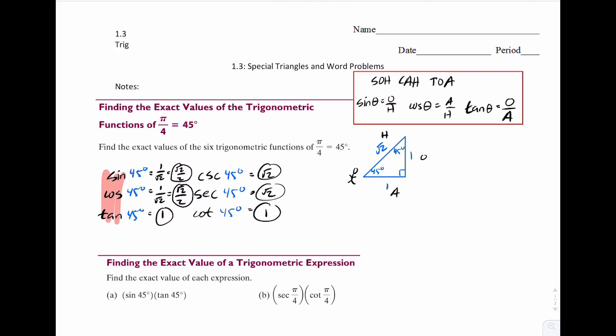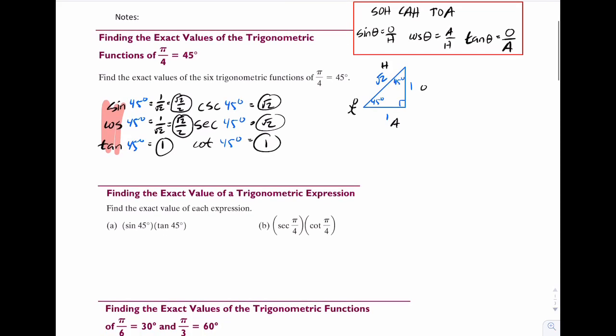Now let's move on to the example problems. You'll see this in the homework. All you do is look at the table we just made, refer to that, and plug them in. So sine 45 is root 2 over 2. Tan 45 is 1. The answer is root 2 over 2. Next one, secant pi over 4. Remember that pi over 4 is 45 degrees. So secant 45 is root 2. Cotan 45 is 1. The answer is root 2.